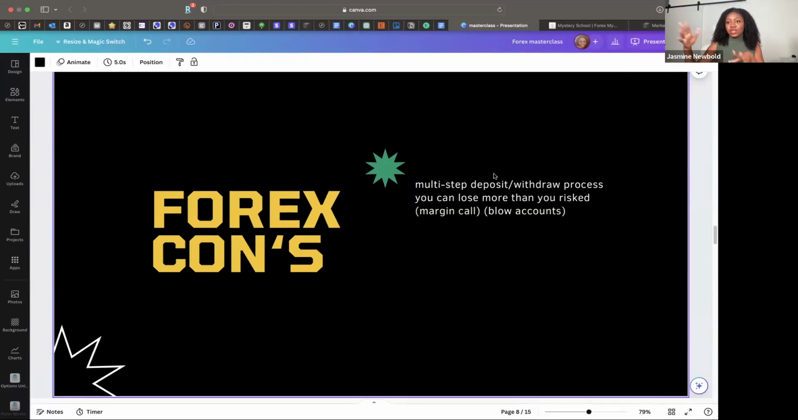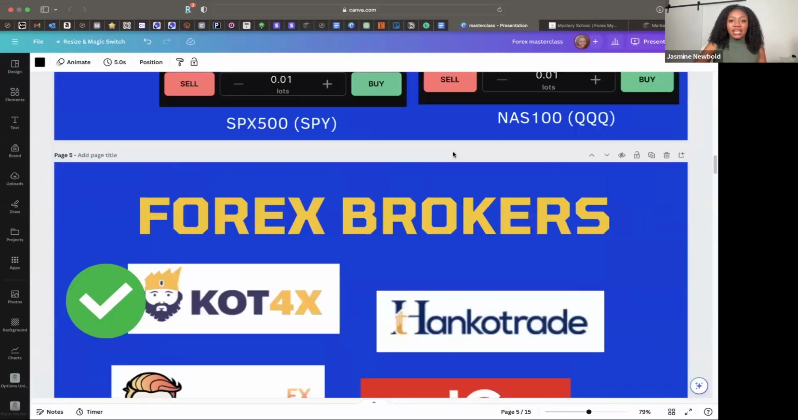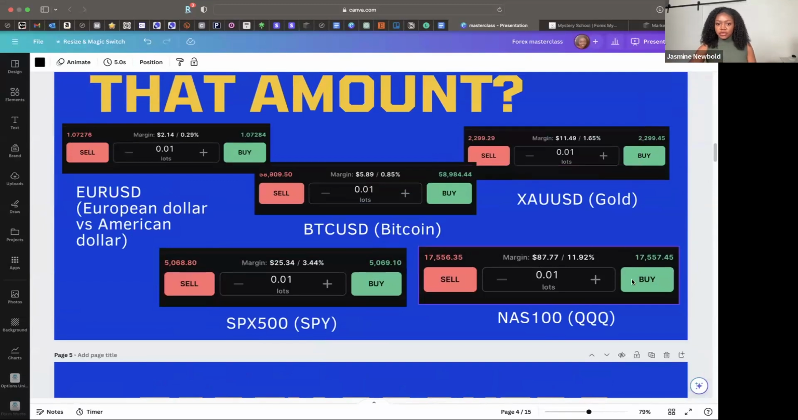So that's why you don't hear stories of people blowing up their account on options, because you'd have to be just a really crappy trader to do that. You only lose what you risk. With Forex, you can lose more than what you risked. When I say risk, I mean like this. Let's use this for an example.